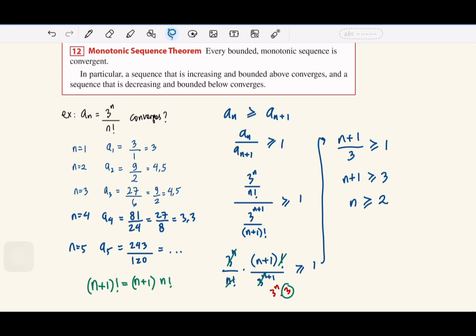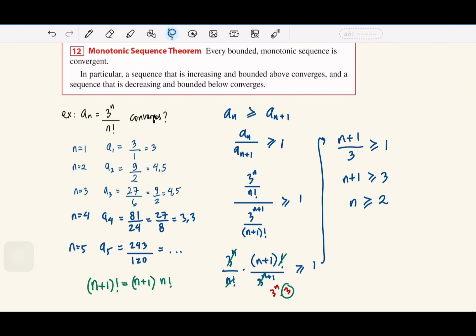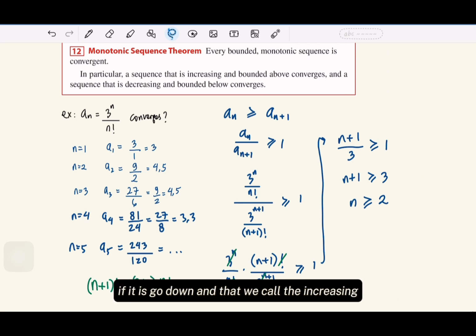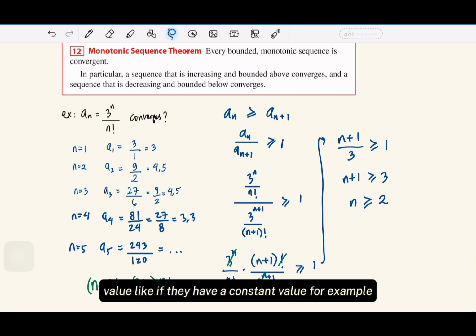Professor, can you repeat how to understand the monotonic theorem? Okay, so monotonic says that if the sequence goes one way, we call it increasing, and if it goes down, we call it decreasing. That is monotonic: it's either increasing or decreasing. But if they have a constant value, for example, they are increasing but keep getting closer to 1 or some number, we say it's bounded.